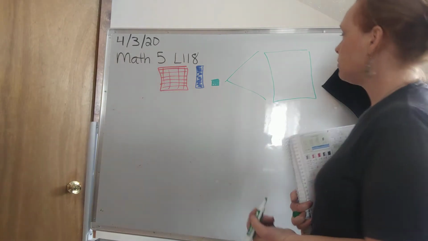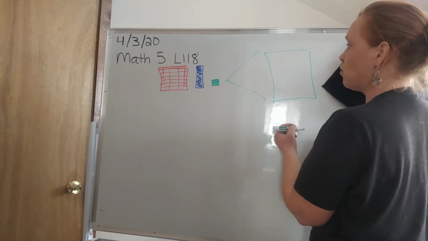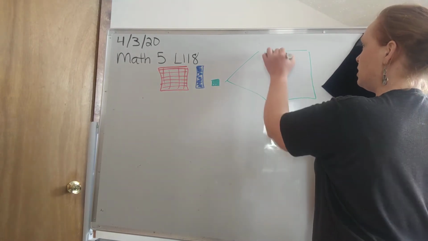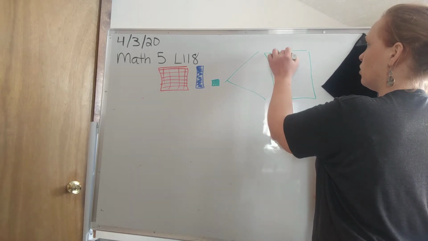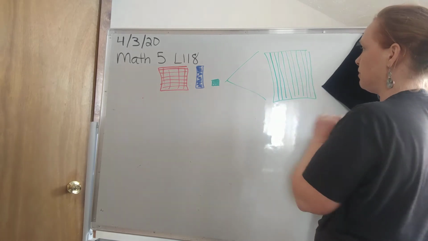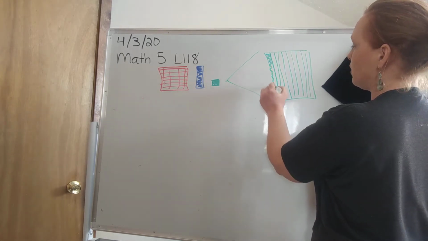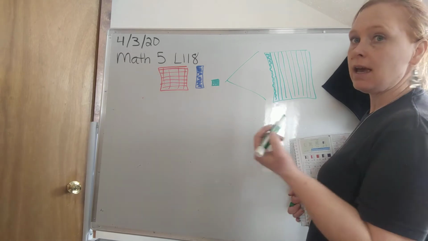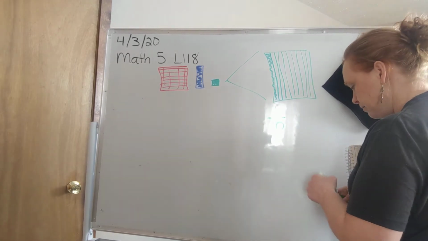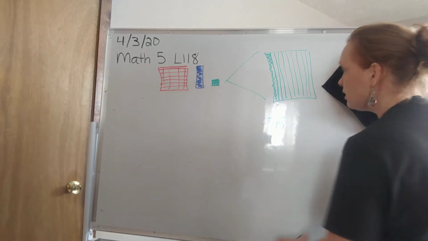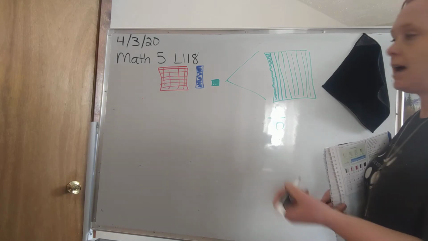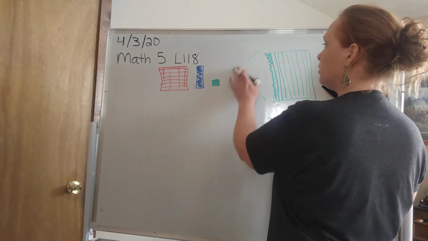Okay, so if I took my 1 unit and I broke it up into 10 pieces, 1, 2, 3, 4, 5, 6, 7, 8, 9, 10. And I colored one of those. Well, we've been working with fractions, and we know that that fraction would be 1/10. Correct?